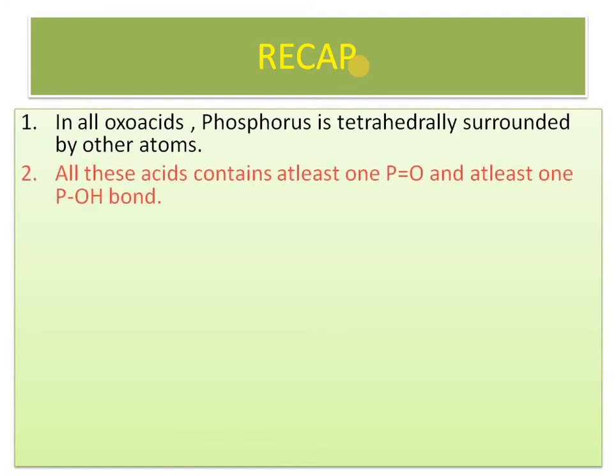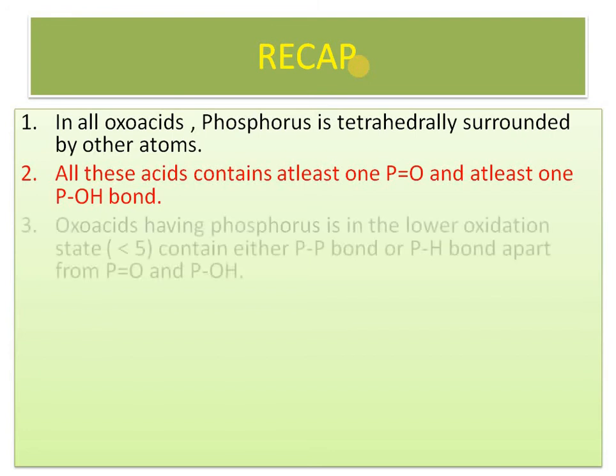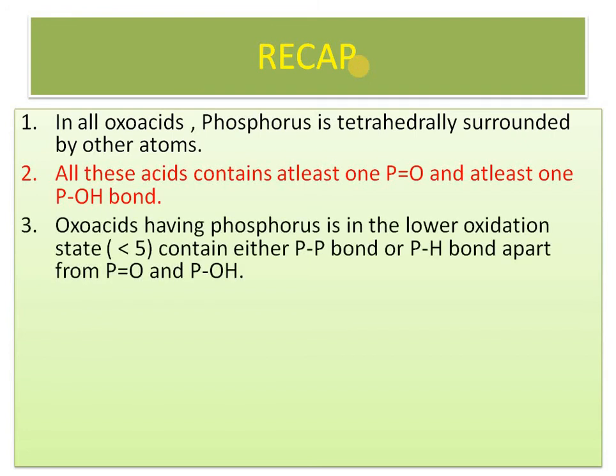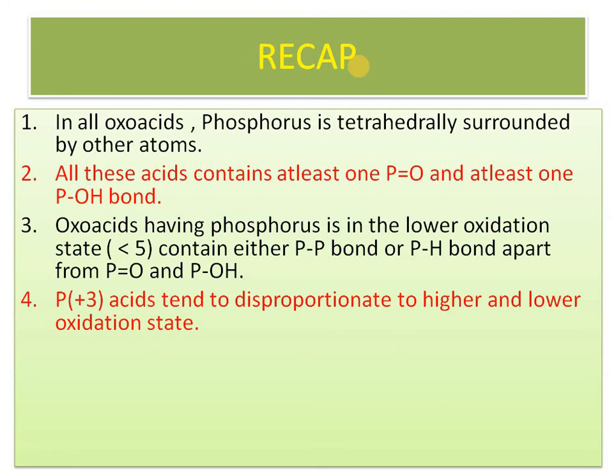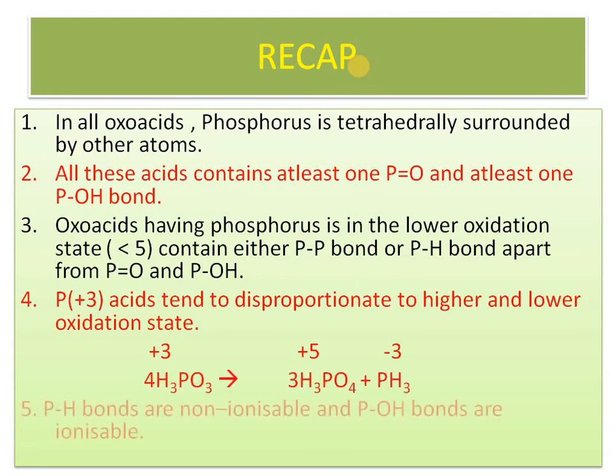So mainly what we have learned is phosphorus is tetrahedral surrounded by other atoms, and all the phosphorus acids will contain one P=O bond and one P-OH bond. Other than that, P-P bond and P-OH bond will be there. And oxoacids having phosphorus in the lower oxidation state contain either P-P bond or P-H bond, apart from P=O bond and P-OH. And phosphorus also tends to disproportionate to higher and lower.